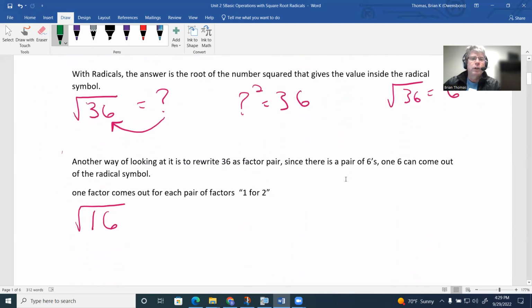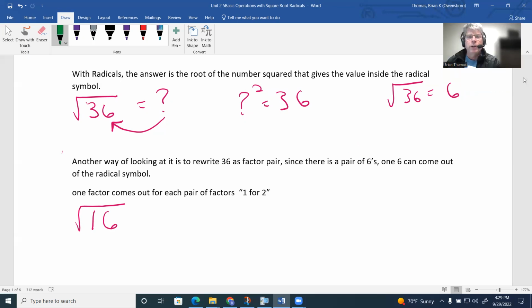With radicals, if I give you the square root of 36 is equal to something, we do inverse thinking and ask ourselves, what squared actually gives me 36? If I can answer that question, I've answered the square root problem. We do know that 6 squared gives me 36. So the square root of 36 is 6. It's what squared gave me that.